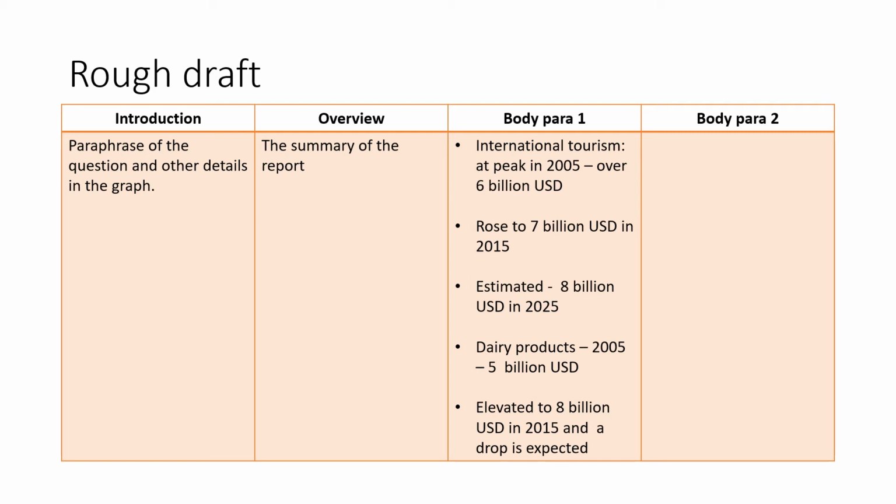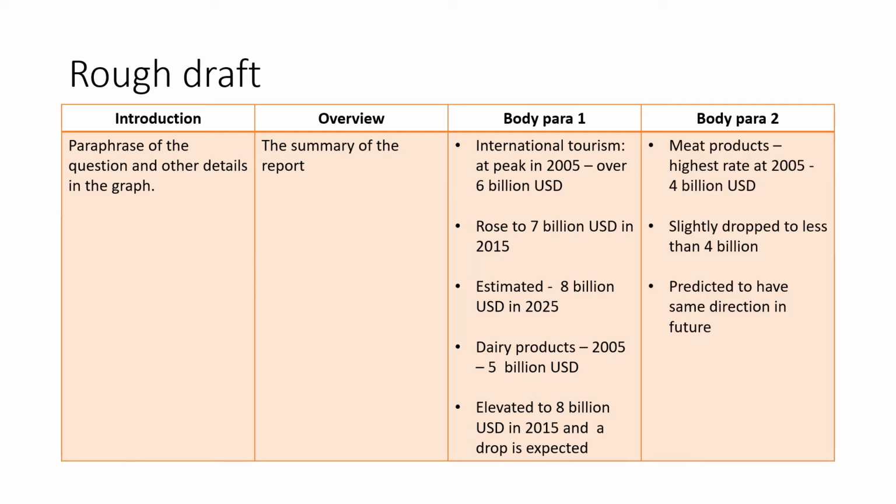Now, moving on to body paragraph 2, as discussed earlier, we shall discuss the meat products here, highlighting features like it registered 4 billion US dollars in 2005, which dropped to less than 4 billion US dollars and is predicted to have the same direction of growth in the future as well. Now, let us start off writing the fair draft.